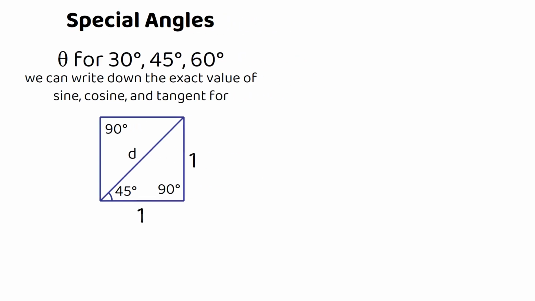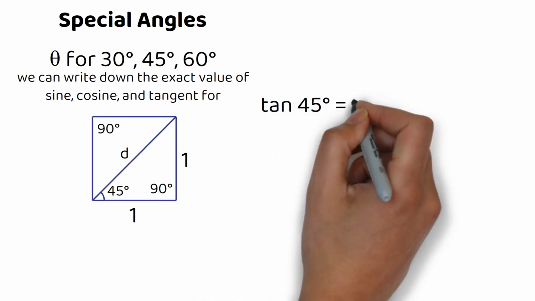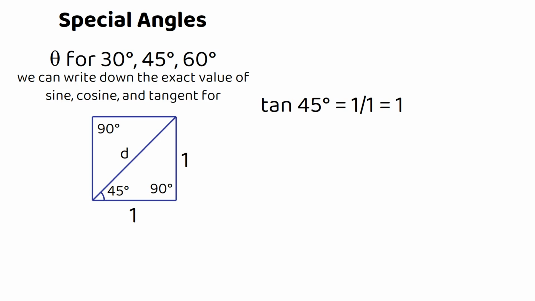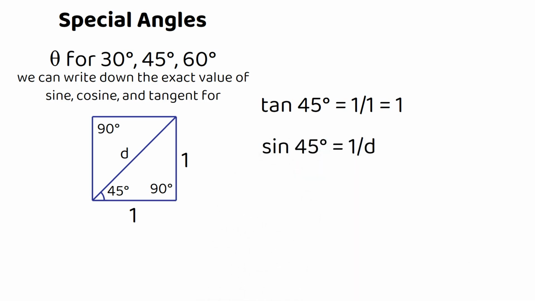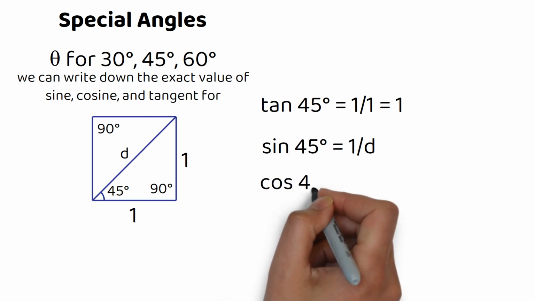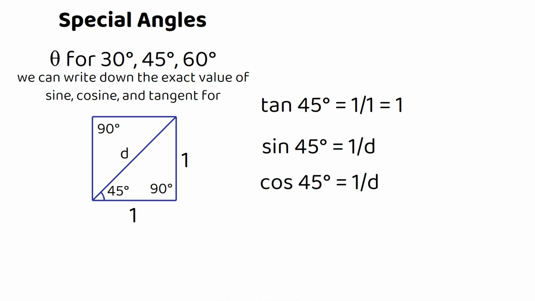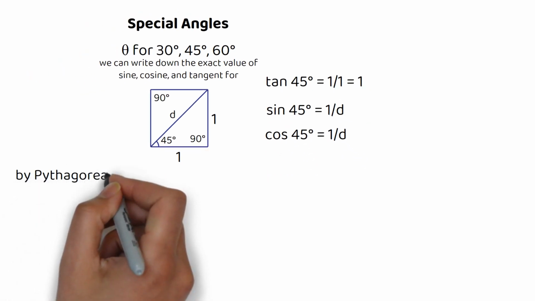The diagonal forms a right triangle with adjacent side 1, opposite side 1, and diagonal d. Thus we get the tangent of 45 degrees equals 1 divided by 1, which is 1. The sine of 45 degrees equals 1 divided by the hypotenuse, d in our case, and the cosine of 45 degrees also equals 1 divided by d. That is 1 divided by the hypotenuse, again because sine is opposite over hypotenuse and cosine is adjacent over hypotenuse, and they're both 1 in this case.